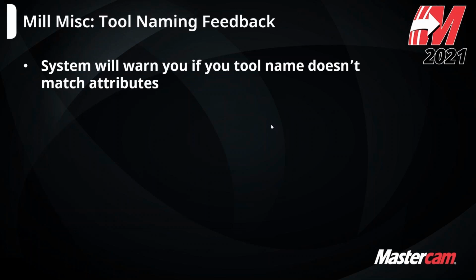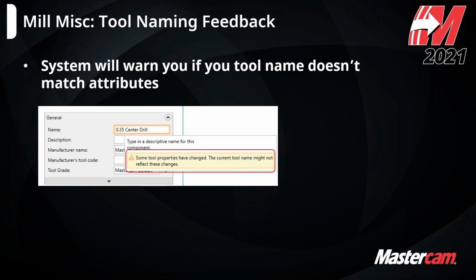Another couple of small changes before I pass it over to Devin here. The system will now warn you if your tool name does not match the attributes. What that means is a lot of us will do this: you pull a default tool from the library that's close to what you have in the machine, and then you make a couple small adjustments. So in my example here, my name is a 350 center drill, but say I modified that center drill because it's actually a 301 center drill. I'm just picking a random number as an example here.